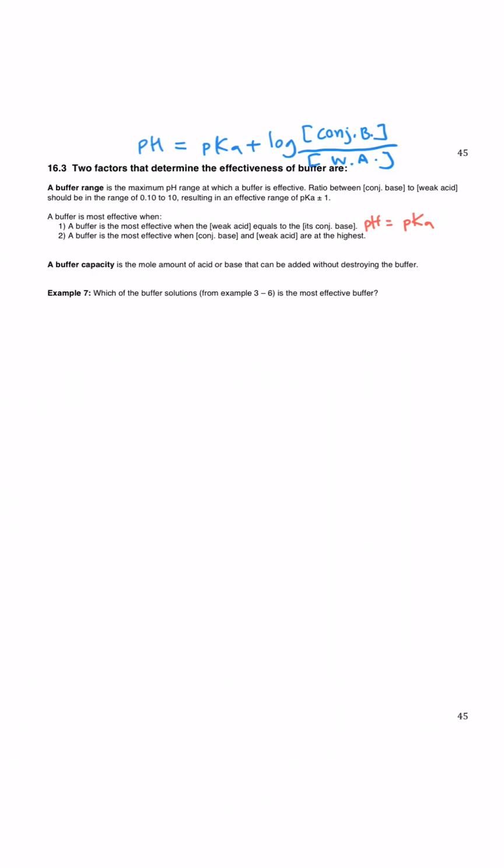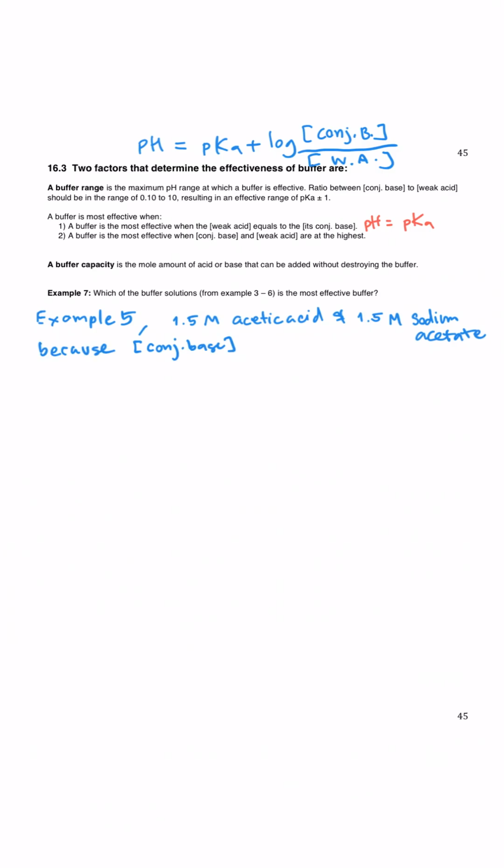Let's take a look at example 7. Which of the buffer solutions from examples 3 to 6 previously is the most effective buffer? I would like you to pause the video, go back to examples 3 to 6, and choose the buffer that is most effective. The buffer that is the most effective is from example 5, 1.5 molar acetic acid and 1.5 molar sodium acetate. This is because the concentration of the conjugate base is equal to the concentration of the weak acid, and also both concentrations are at the highest concentration.